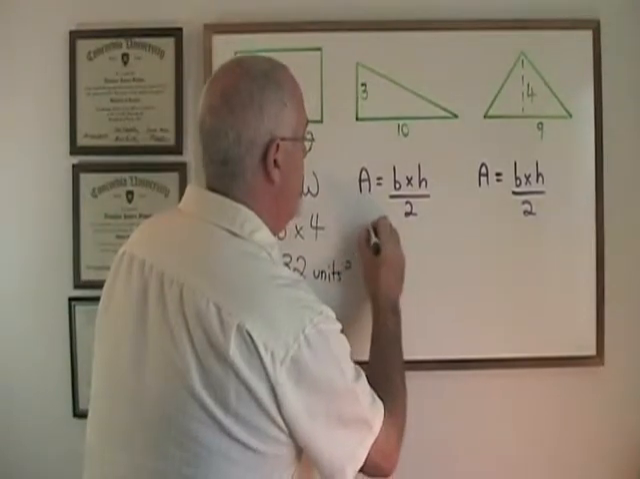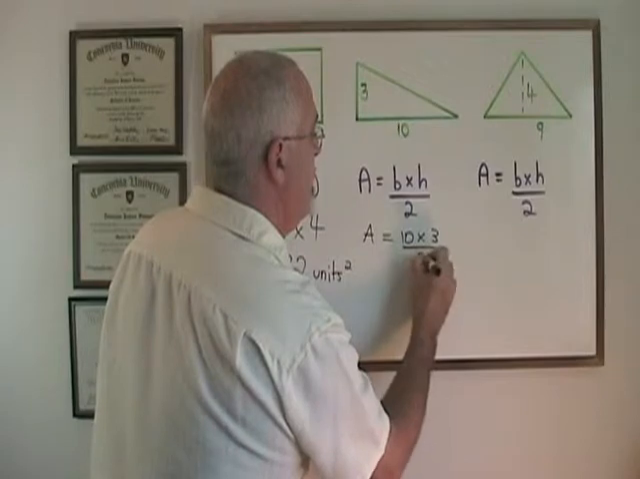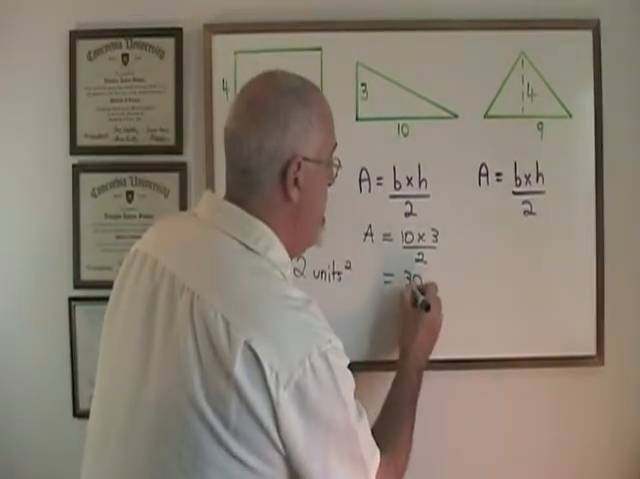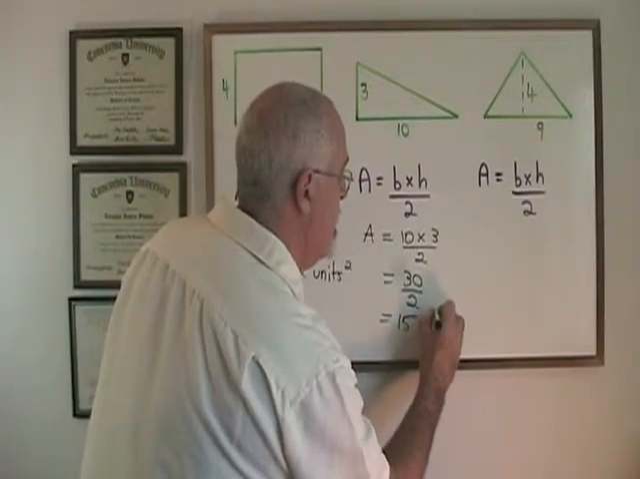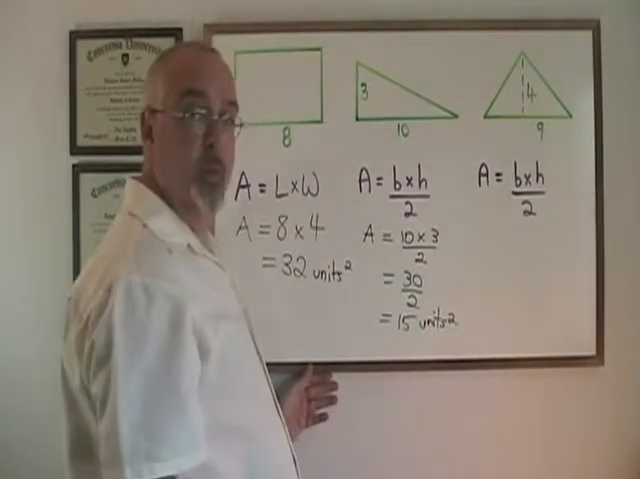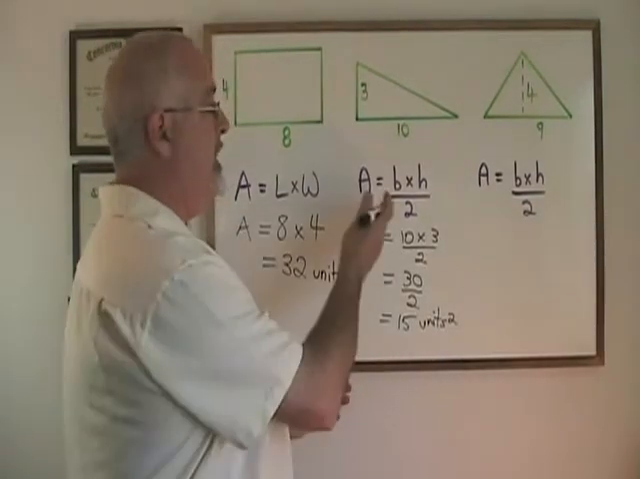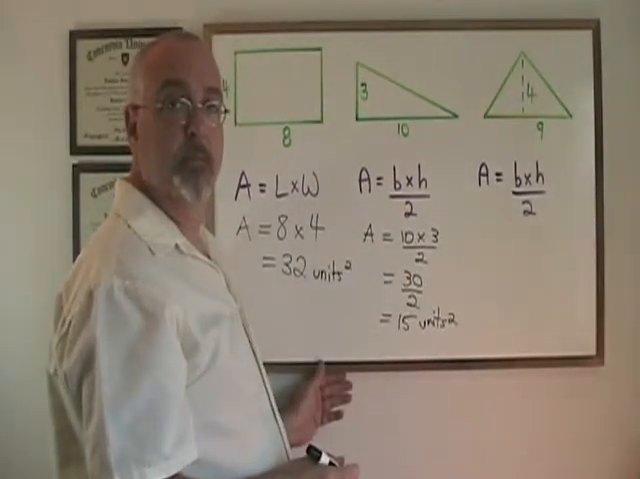We have base 10 times height 3 over 2, which gives 10 times 3 over 2, 30 over 2, which gives an answer of 15 units squared. If I had inverted the base and the height, I would have had 3 times 10, I still would have had 30 divided by 2, and my answer would still have been 15.